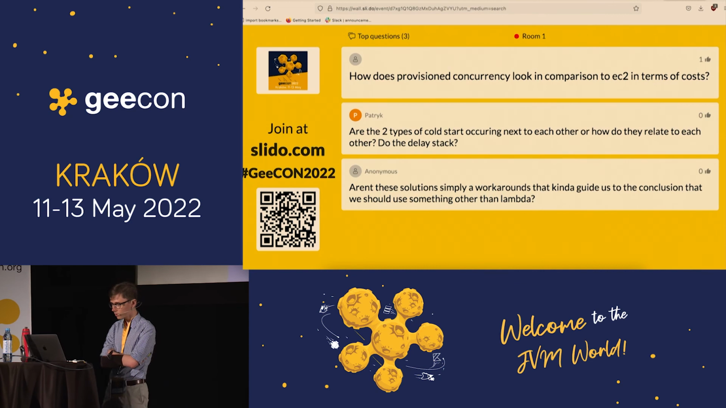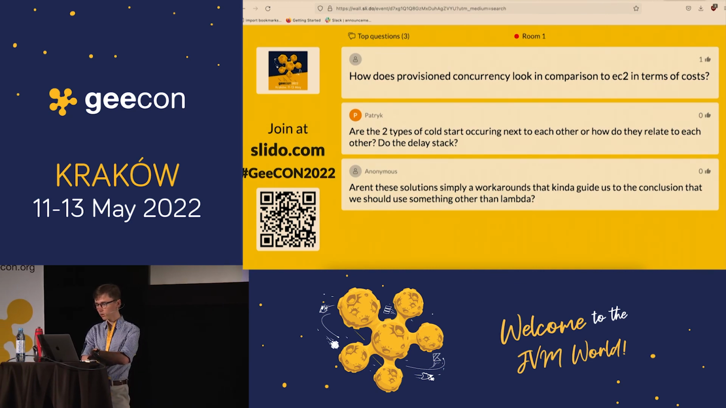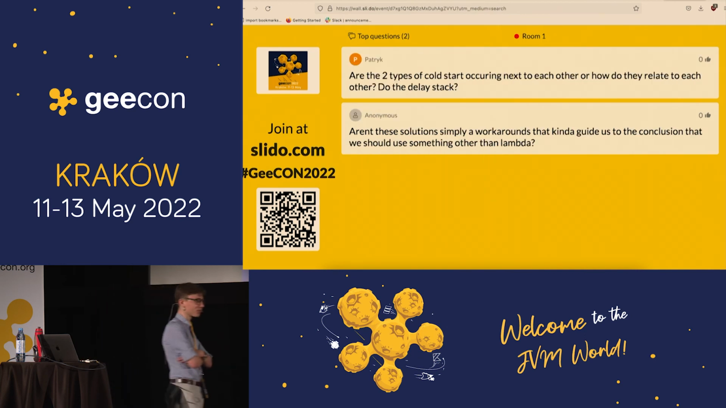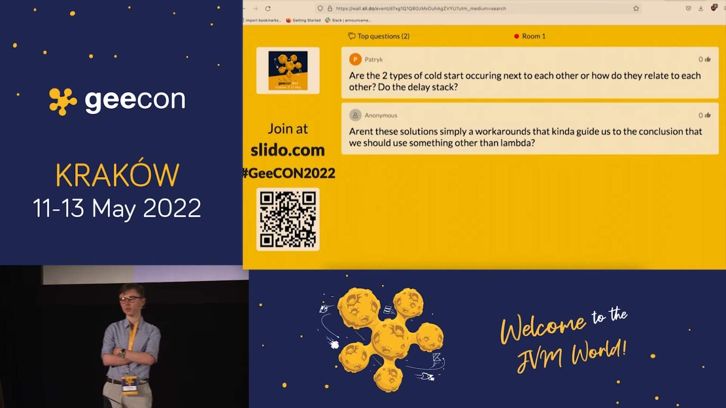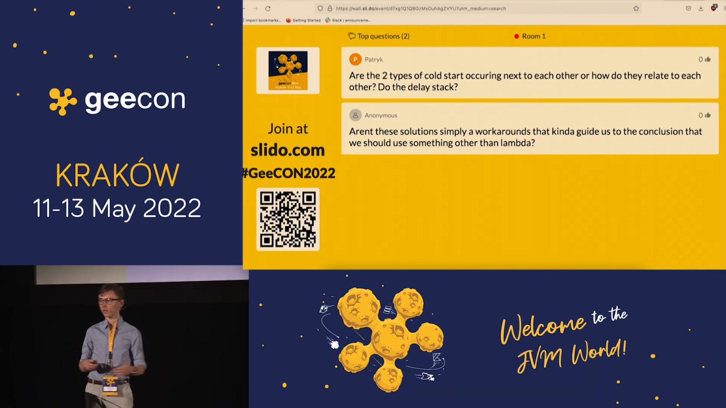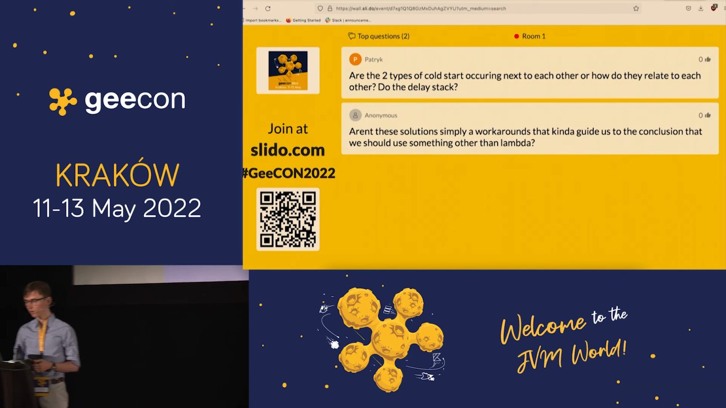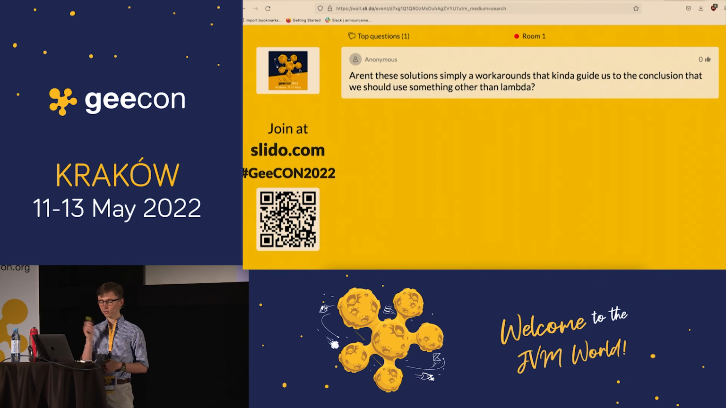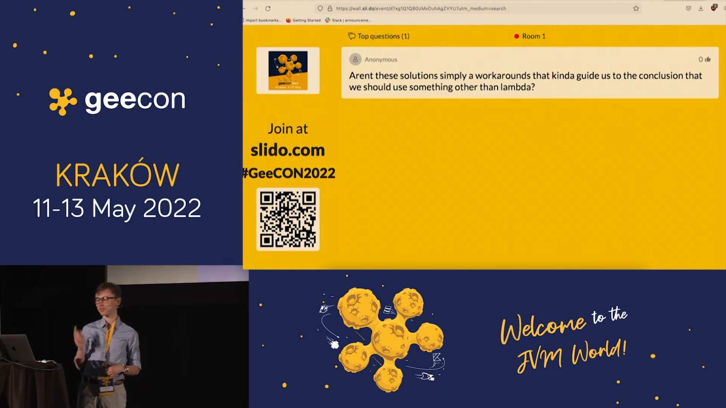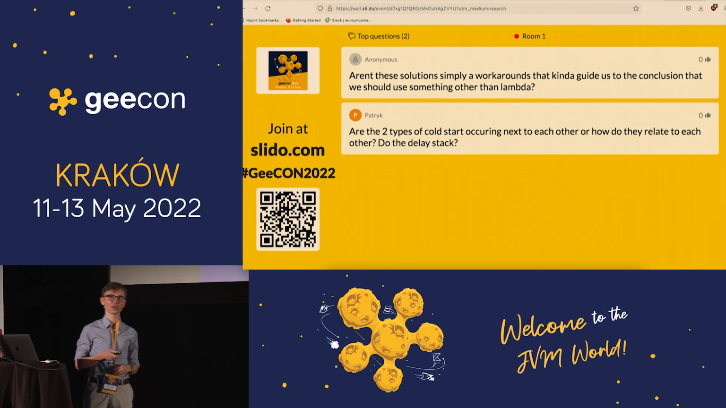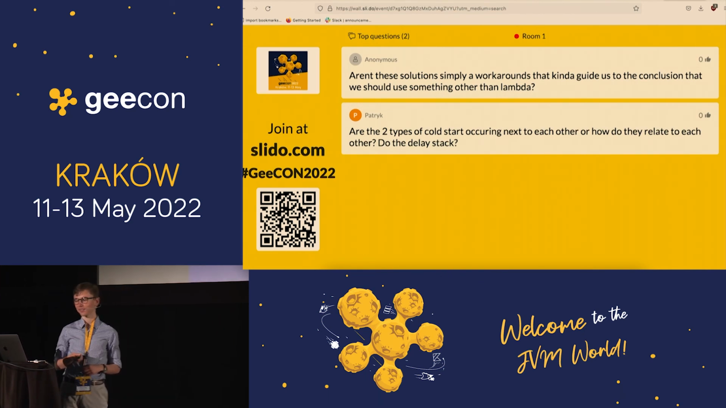Okay. The second question: are the two types of calls that are occurring next to each other? How do they relate to each other? Do they delay the stack? You could say that one occurs after the other, because type 1 is about the init phase, and type 2 happens in the invoke phase, and the invoke phase will happen after the init phase. So first the clients will wait for the function to initialize, then the invoke will happen, and then the JVM will need to do its thing. There was a second part of the question I didn't really know how to answer: do they delay the stack? If you ask this question, you can come to me and we can discuss it.